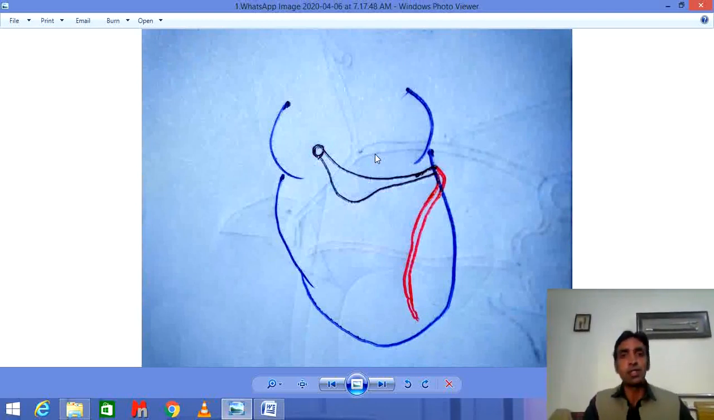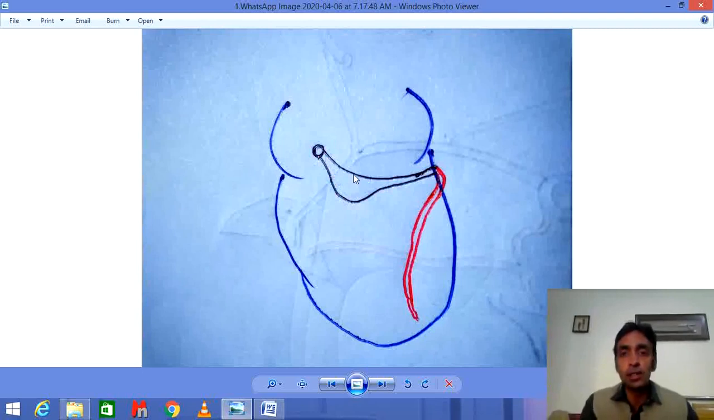Now focus on this diagram. The blue color represents the heart, the black color represents the posterior side of the heart, while the red color represents the anterior side of the heart, or frontal side of the heart. This vein is on the frontal side of the heart. This vein is on the posterior side of the heart, or dorsal side of the heart. So on the very posterior side of the heart, the black color vein is present.